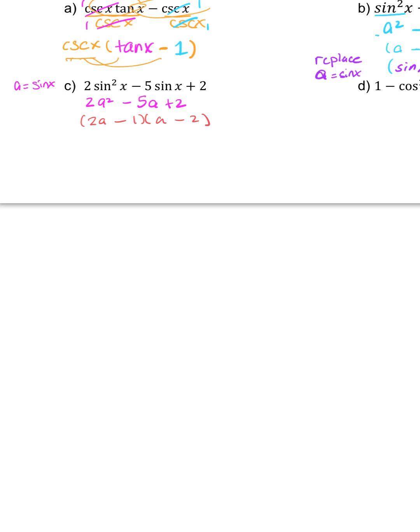So now that I have that, I'm going to replace a. Don't forget to replace your a. So that'll give me 2 times a, which is sine x, minus 1, times your a, which is sine x again, minus 2. And you're completely factored. That's all you need to do. You can FOIL it. See if you get what you started with up here. It's always how you check yourself.